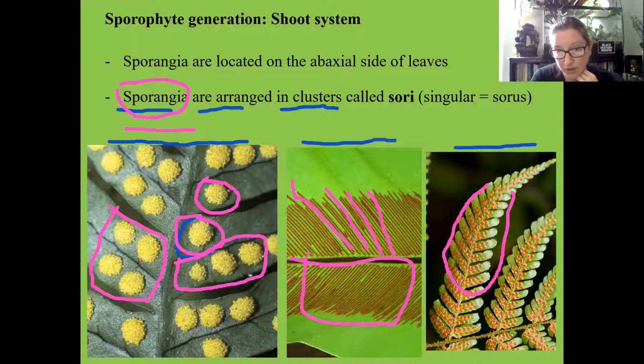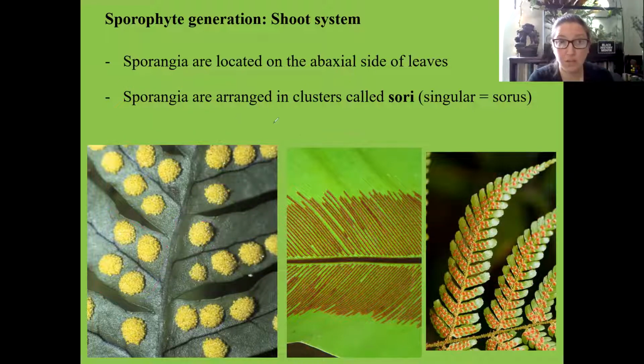Lastly, over here, you see all these little orangey looking dots. Each of those is a sorus. Collectively, they're all sori, and they're all composed of sporangia. So the sporangia in ferns are usually arranged in clusters called sori.